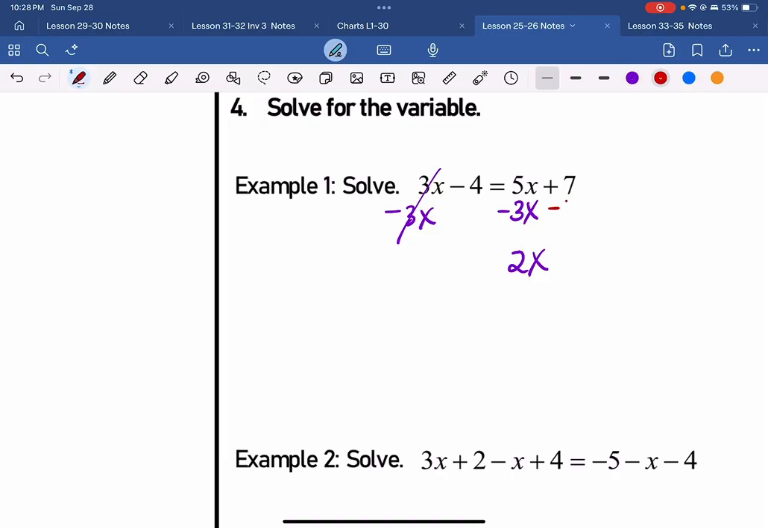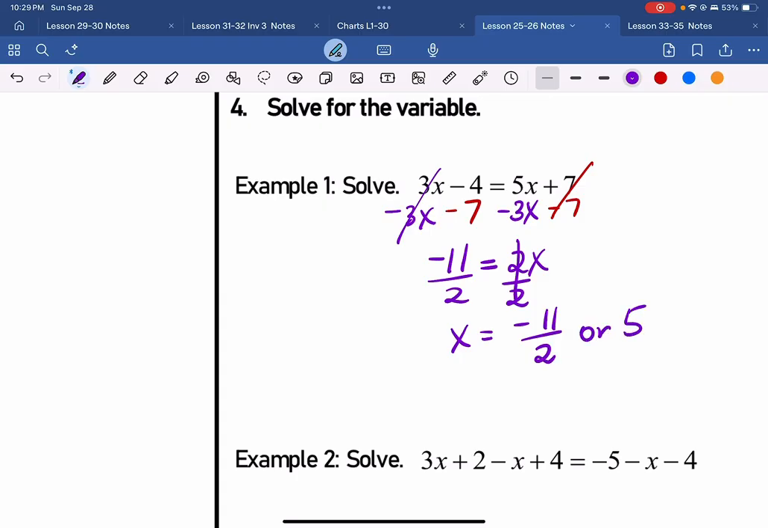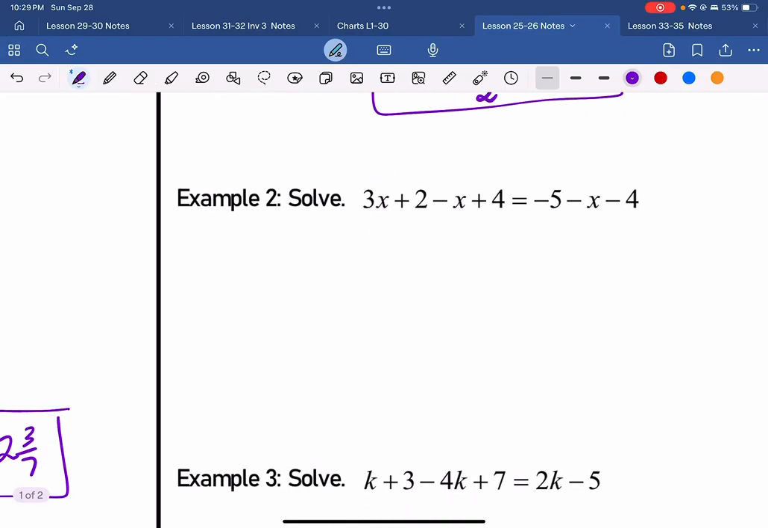Then I'm going to subtract 7 and move it over here, right? Because you want the x's on one side and the constants on the other. So a negative 4 and a negative 7 make a negative 11. Divide both sides by 2, and you get x equals negative 11/2. Or if you feel more comfortable writing it as negative 5.5, I'm good with that as well. So not hard, just more steps.